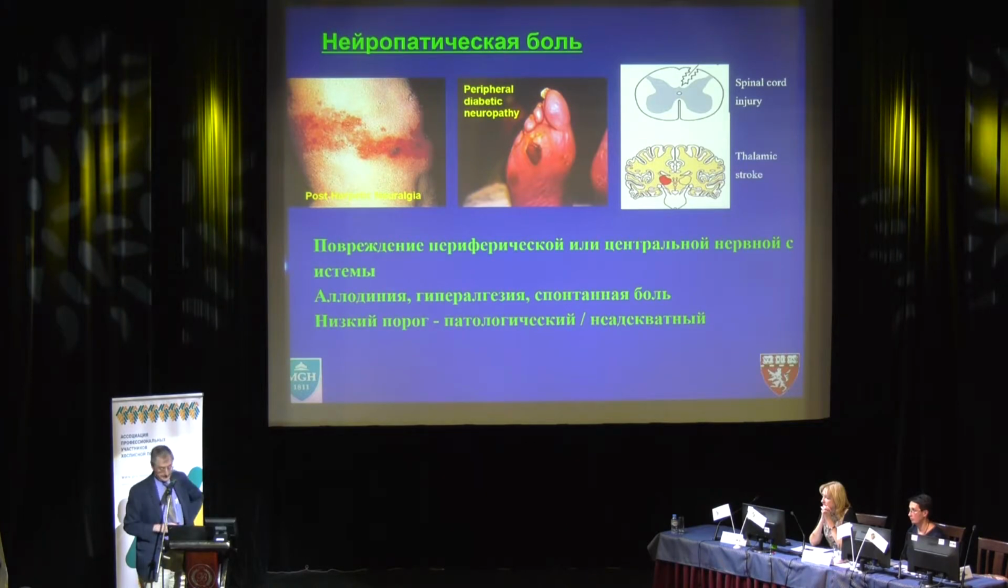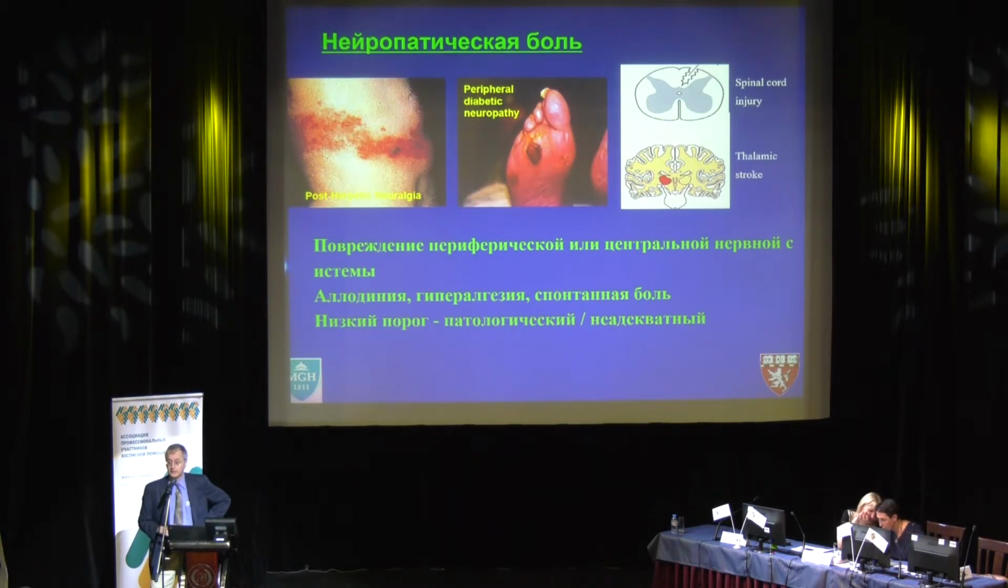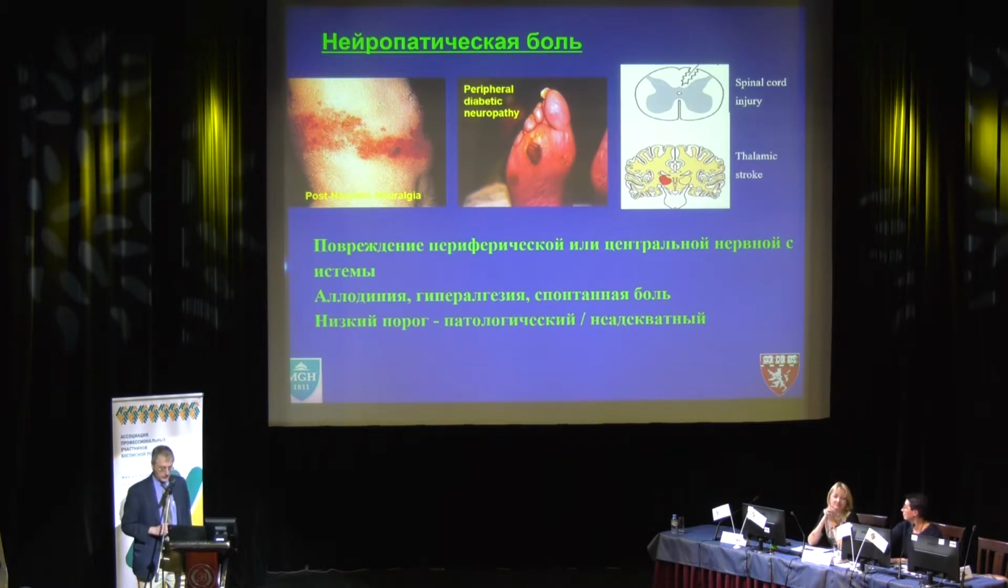And then neuropathic pain, where there's an injury somewhere in the peripheral or central nervous system, whether it's from infection or ischemia or transection of a nerve from an injury or from surgery, or compression of a nerve or infiltration of a nerve by tumor, or toxicity caused by medication.